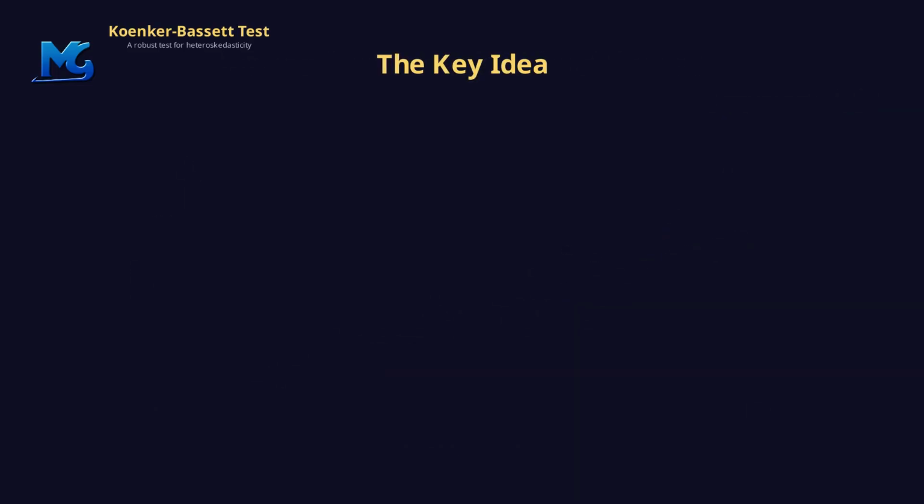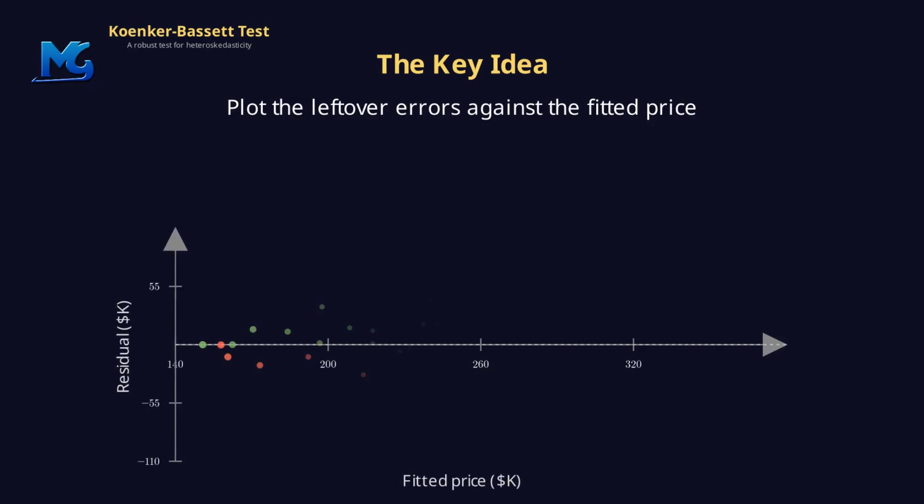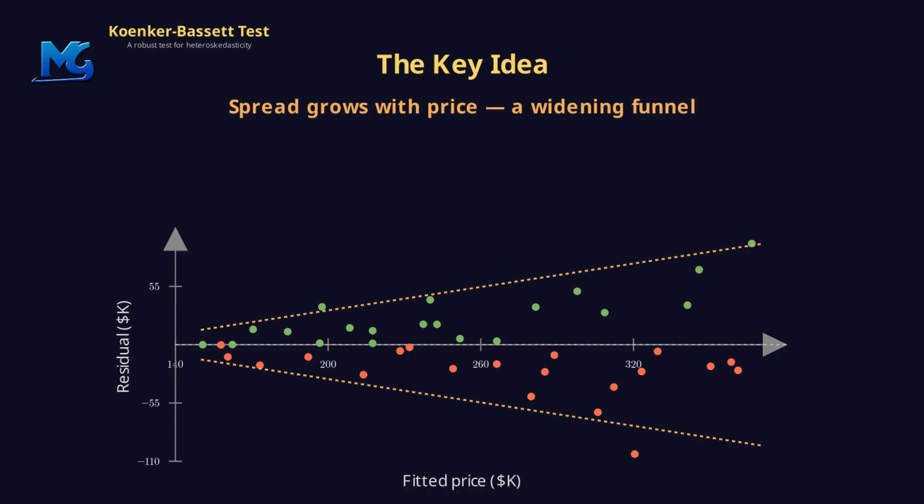The key idea: take the leftover errors, the residuals, and plot them against the price the model predicted. If the variance were constant, this cloud would stay the same width all the way across, but it doesn't. For cheap homes, the errors are tiny, and for expensive ones, they swing wildly. The spread grows with the predicted value. That widening funnel is exactly what heteroskedasticity looks like.